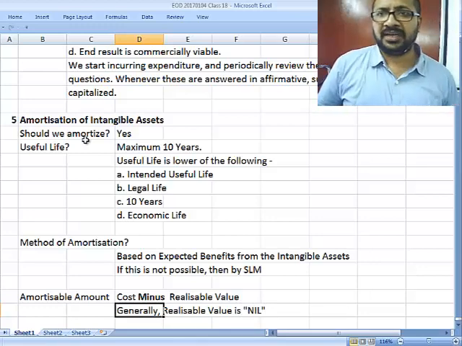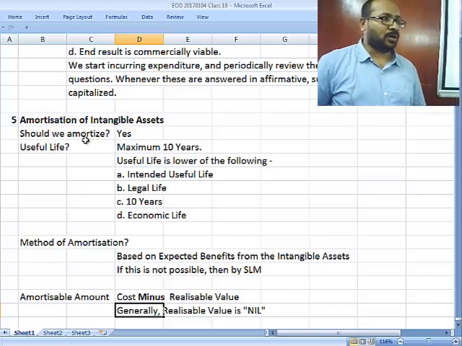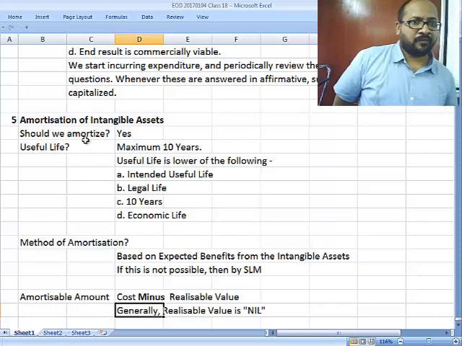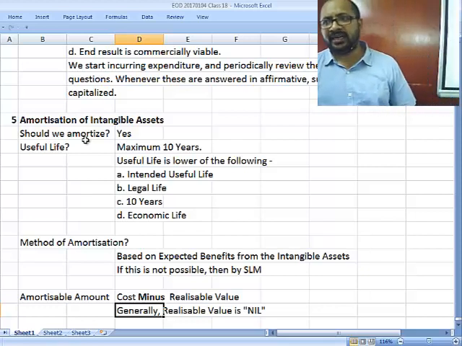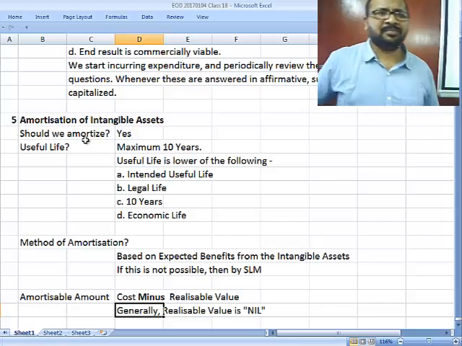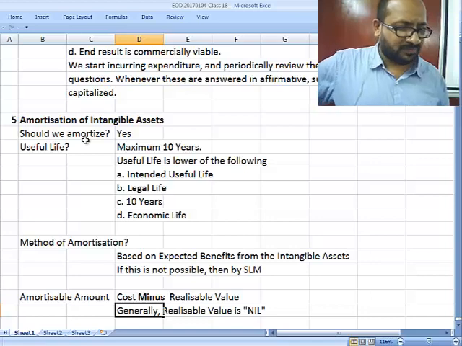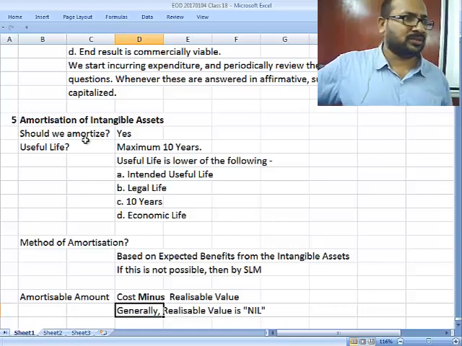So overall, in AS 26 the key concept is only about capitalization. What is the initial recognition criteria? When you can capitalize. The second standard examination question is all about this one. Amortization, period of amortization and method. For all the questions that we have, you will find that they are all linked only to this much.